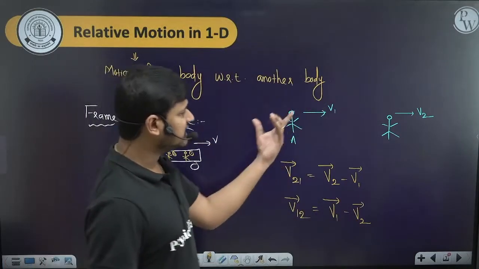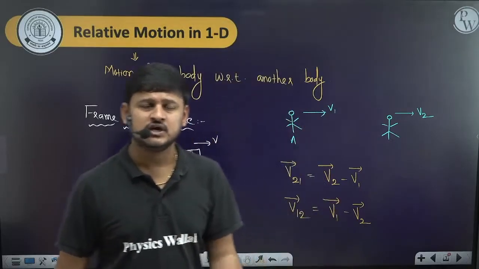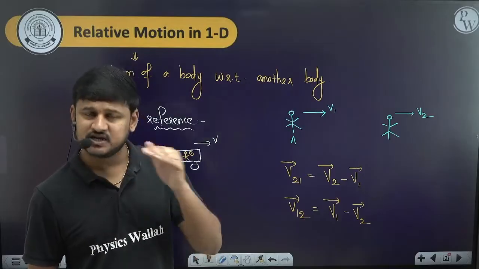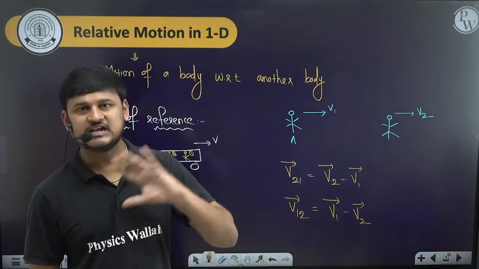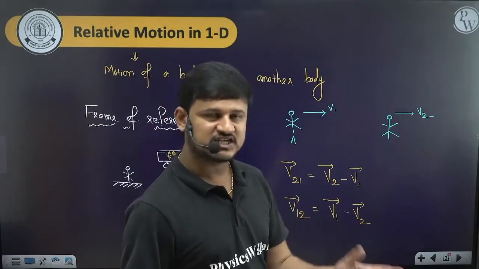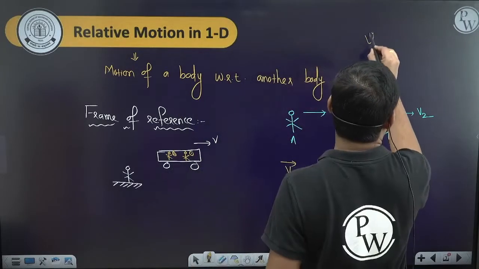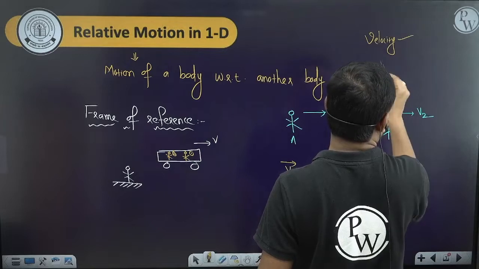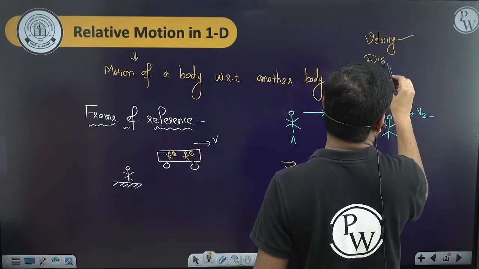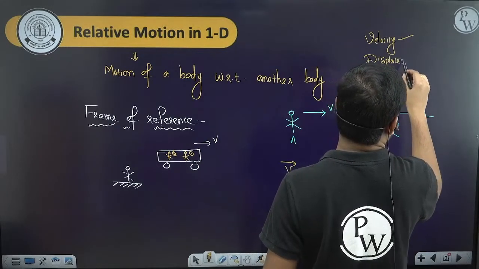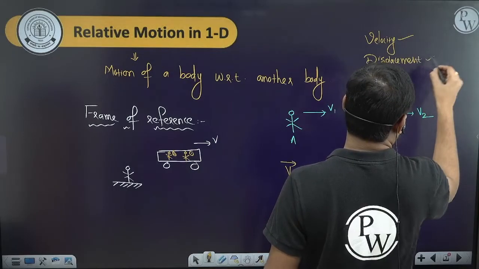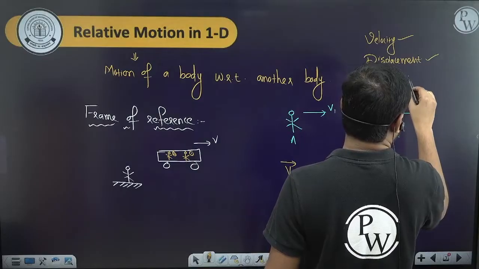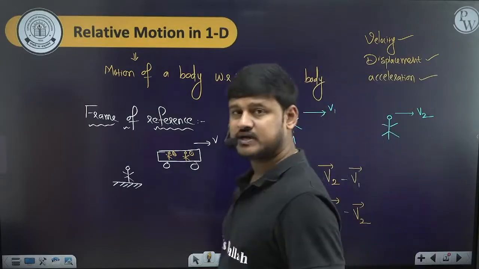Not only velocity, you can also write relative motion for displacement, that is relative displacement, relative velocity, and relative acceleration, all these are possible. For velocity you can apply the relative motion, for displacement also, and for acceleration also, the relative acceleration we can write.